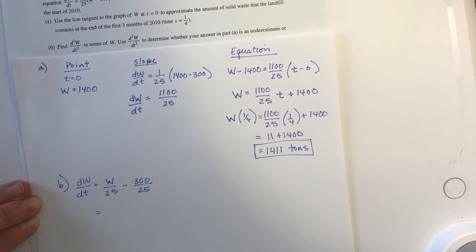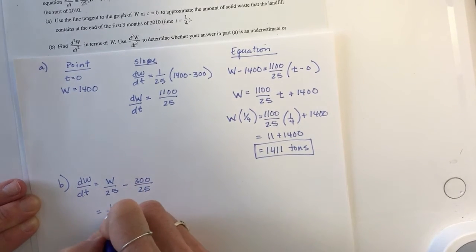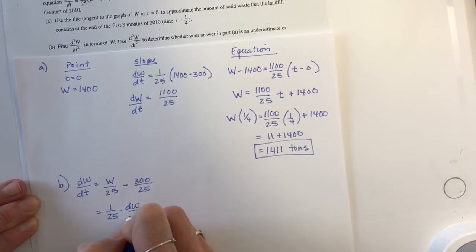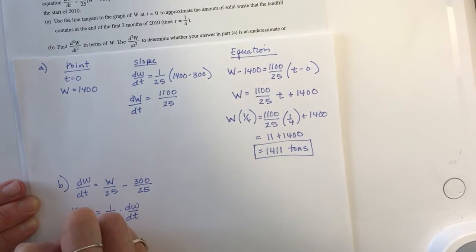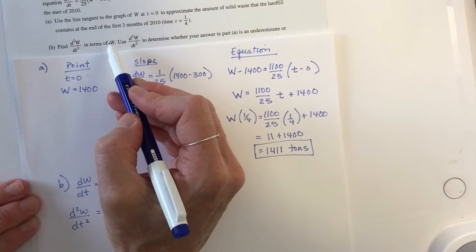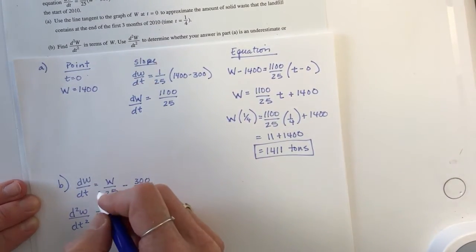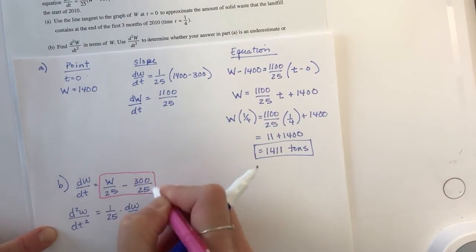Okay, so we take the derivative and we get 1/25 times dW/dt, and this goes away. But they wanted it, go back to the question, in terms of W. So we have to take this, which is dW/dt, and plug it back in.